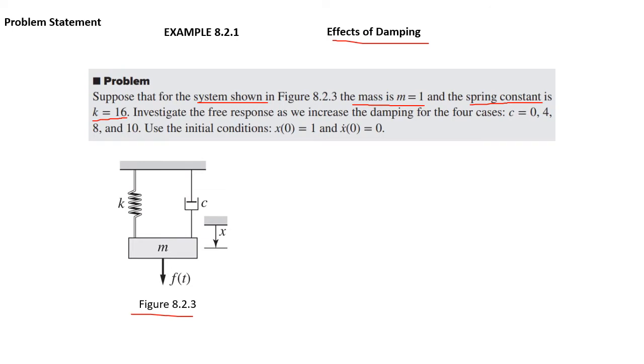Now they ask us to investigate the free response as we increase the damping for 4 different cases, for c is equal to 0, 4, 8, and 10. They also give us the initial conditions to use here, that x of 0 is equal to 1 and x dot of 0 is equal to 0. We come down here, we have the spring mass damper problem. We can see we have an external load F of t there and our displacement over here of x.